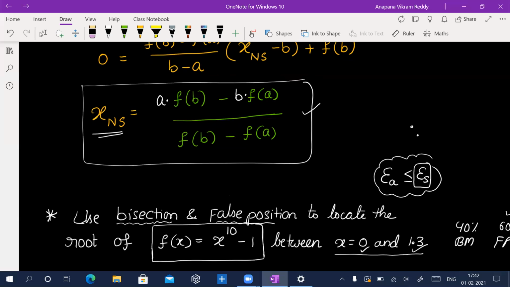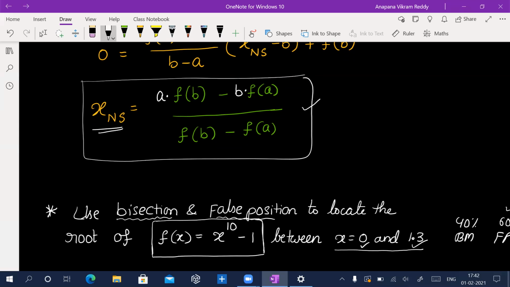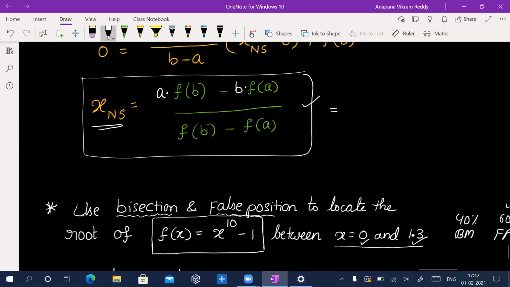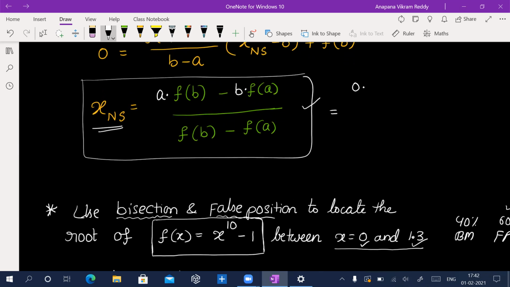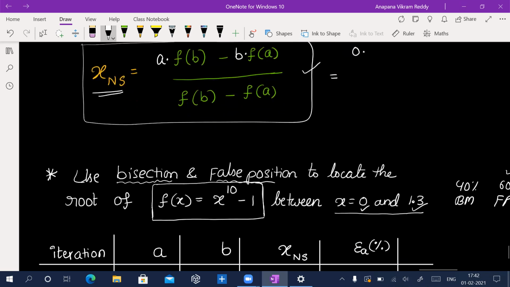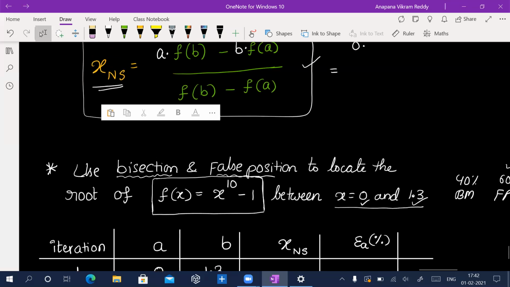Whenever I want, I can scroll up, I can scroll down past the page and get something. But now I will have to write. Now what is my A? My A is 0. So 0 into f of B. F of B is what here? You put B. What is my B? Yeah, 1.3 power 10 minus 1, sir.